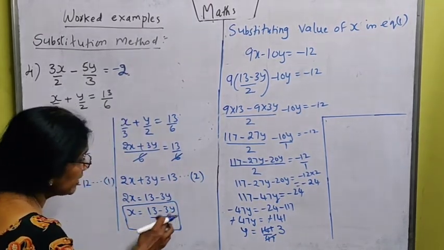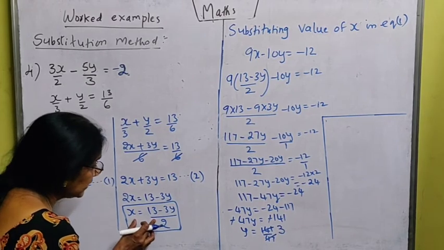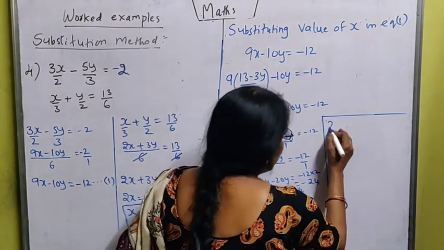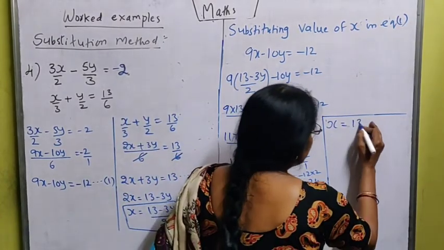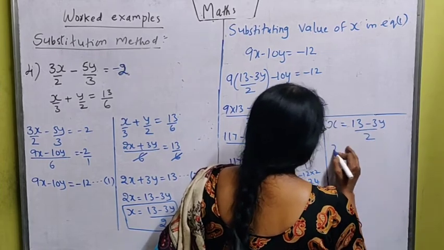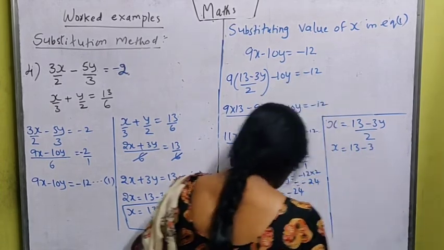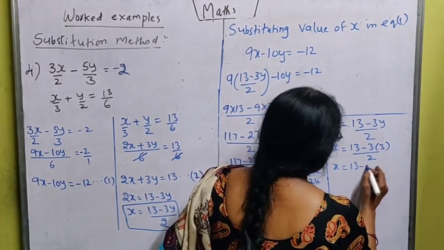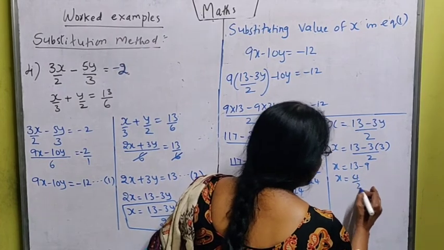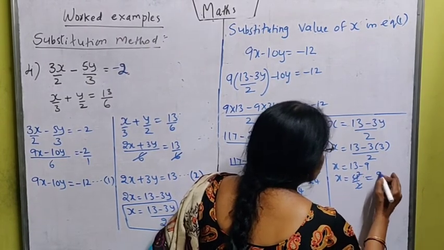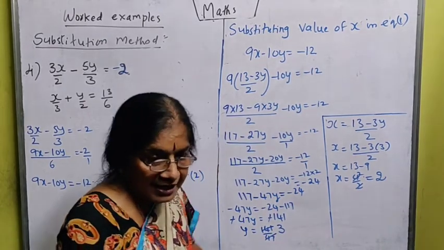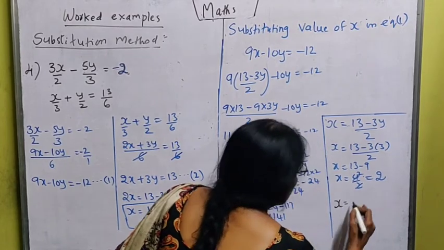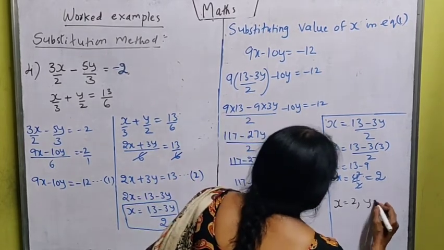Now we know what x we have taken. x is equal to 13 minus 3y by 2. We will substitute the value of y over here. So what shall we get? x is equal to 13 minus 3 into 3 divided by 2. x is equal to 13 minus 9. x is equal to 4 by 2. 2 ones are 2, 2 twos are 4. So the x value is 2. Now let us write down the values of x and y. We got x is equal to 2 and y is equal to 3.